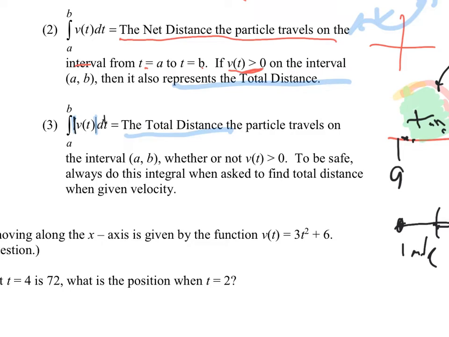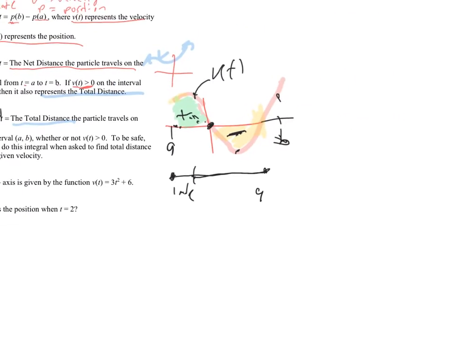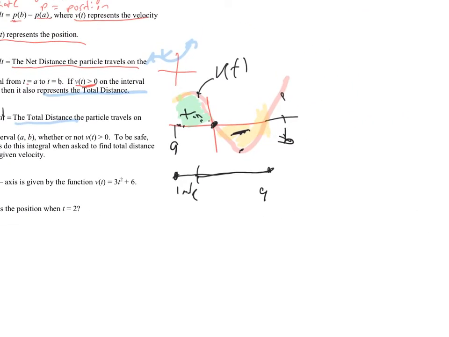If you want to guarantee total distance, what the absolute value does is, when you take the absolute value of this region, it forces this picture to go up. That way we can now accumulate it with positive area. Now this part here always was positive.